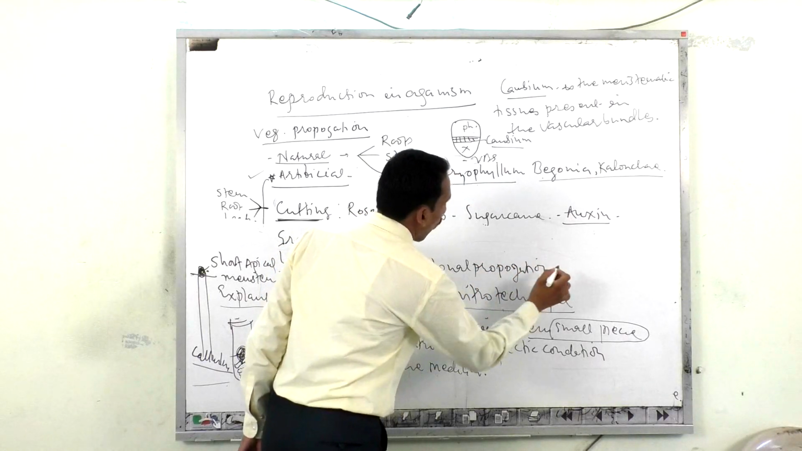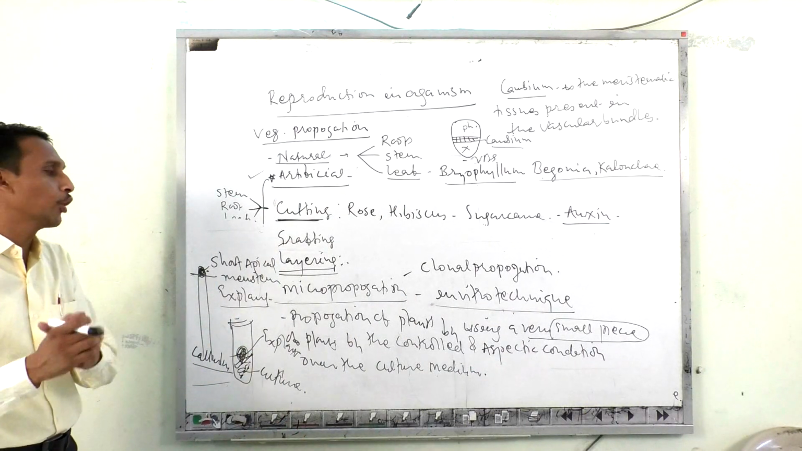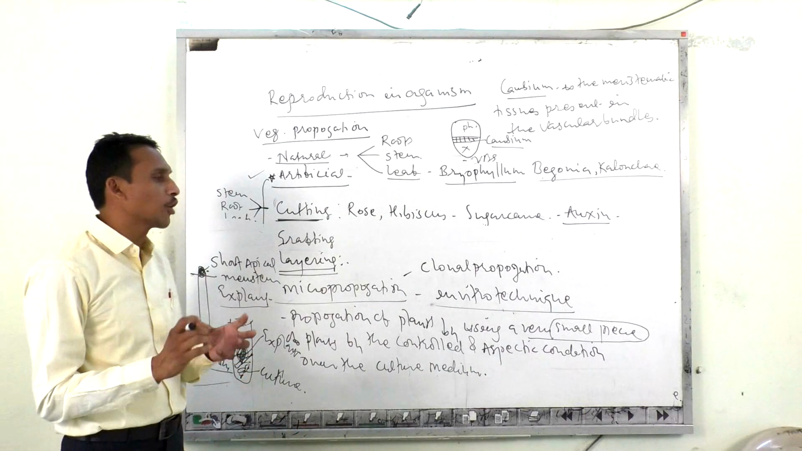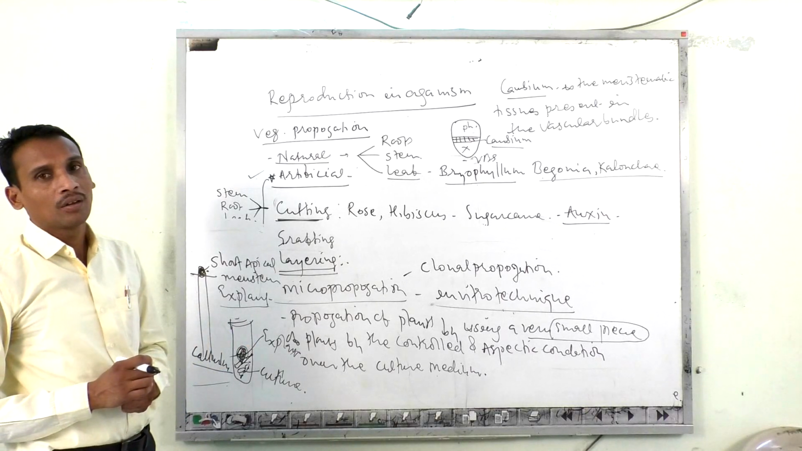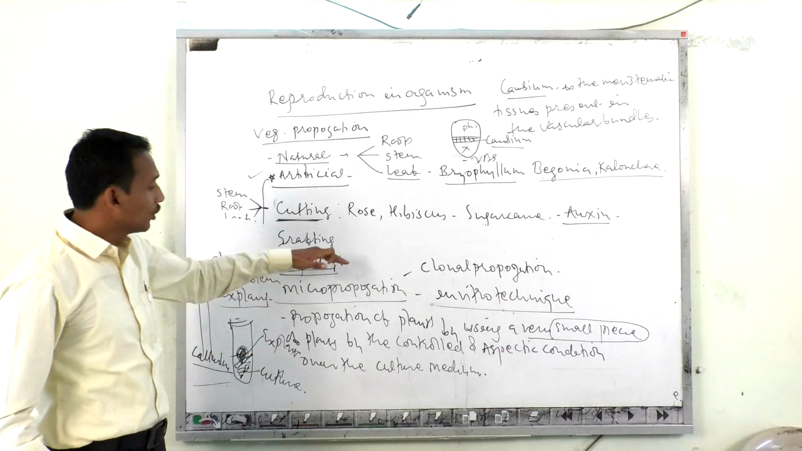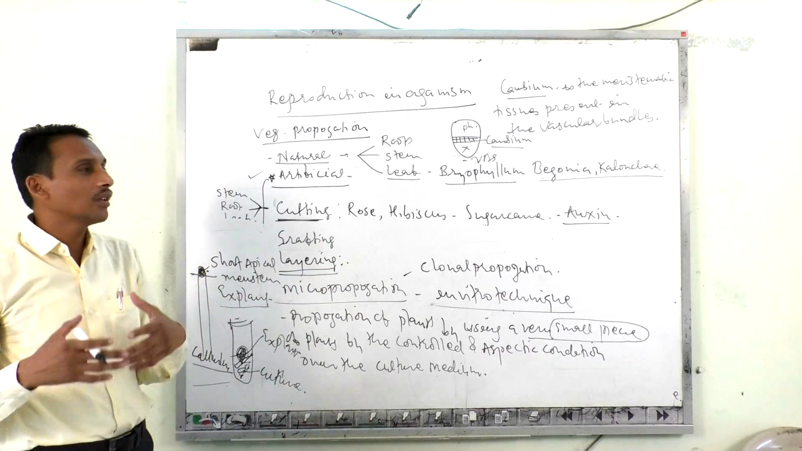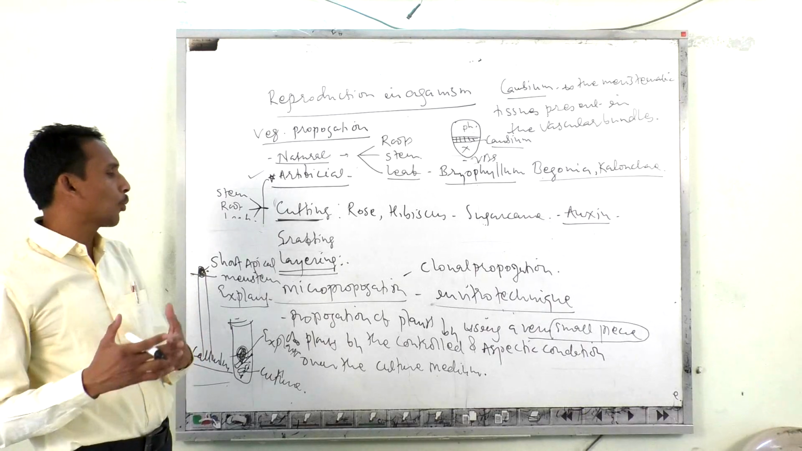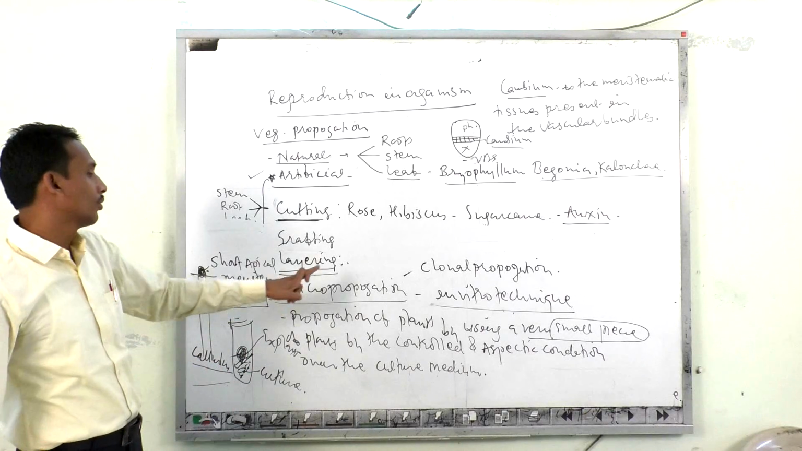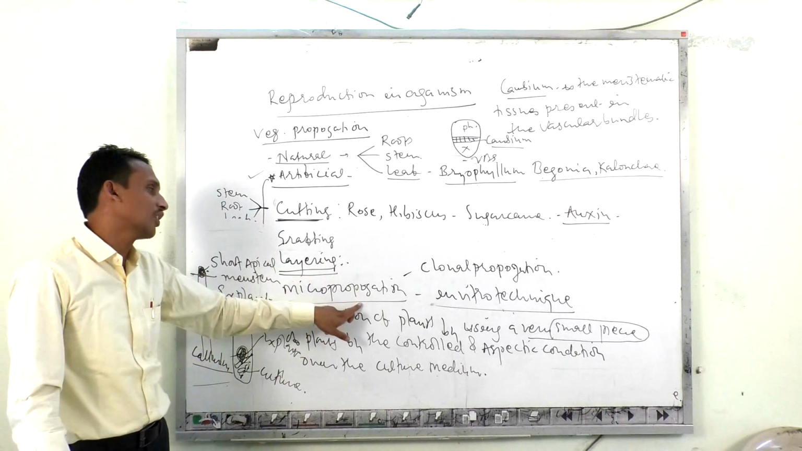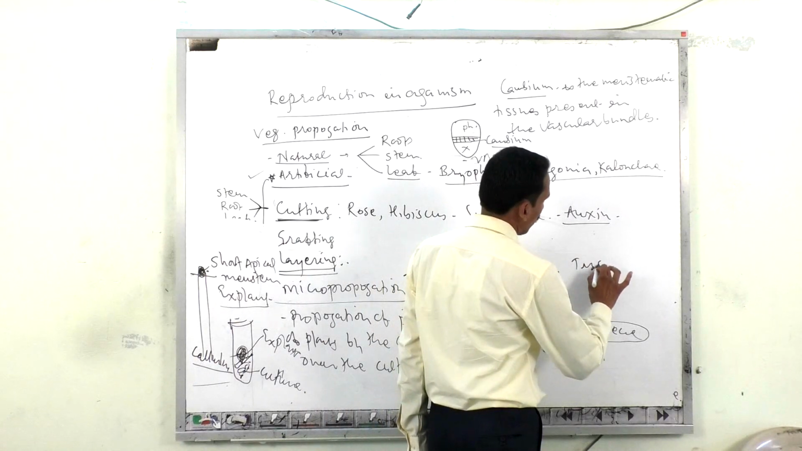But here, whatever new individuals or propagules are produced and utilized, they are called micropropagules. By using this technique, you produce a huge number of plantlets in a very quick time. This is an advanced, the latest technique, and it is used in tissue culture laboratories.